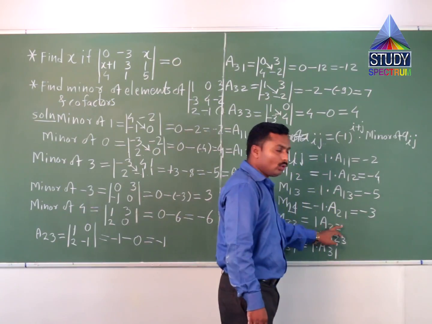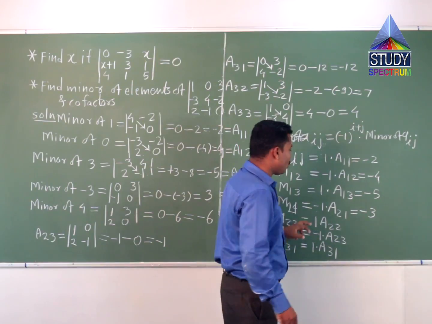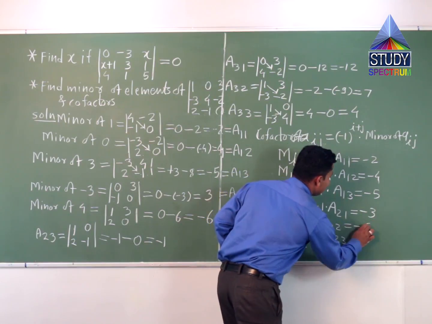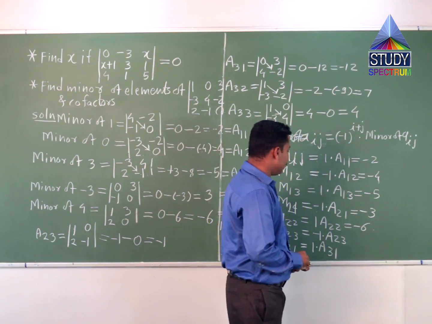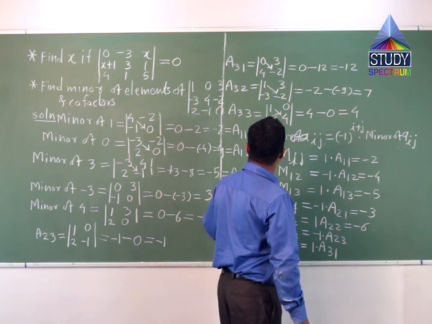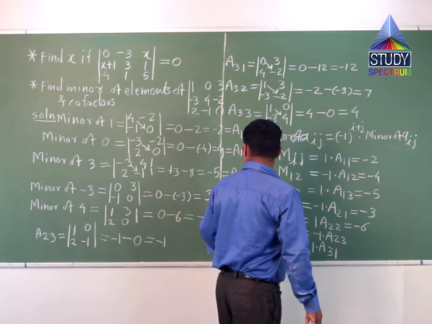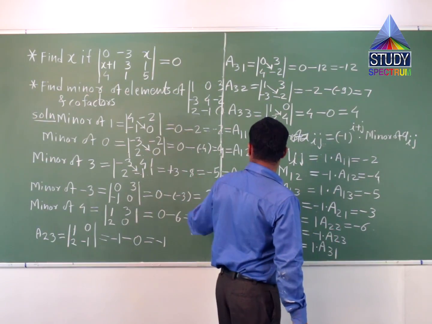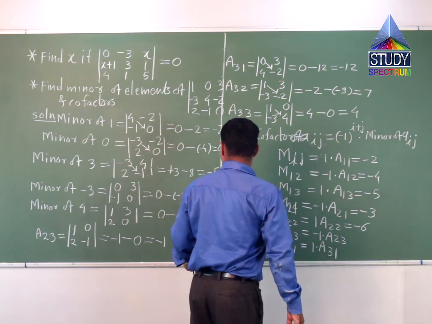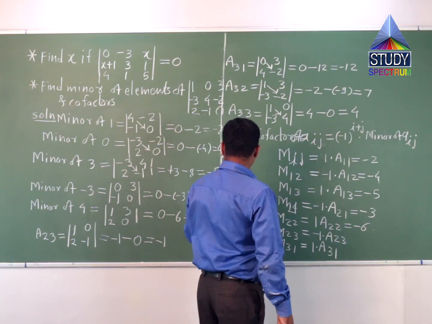Here A22 is -6, but here it is plus 1, so -6 as it is. Here A23 means, here A22 is -6. So what is A23?